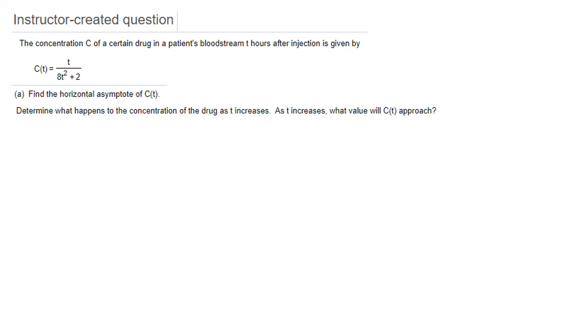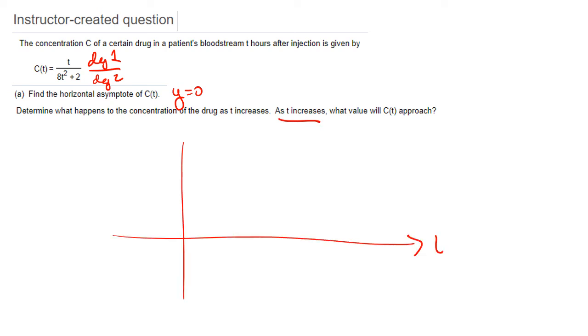All right, now we've got a function. We have a concentration of a certain drug in a patient's bloodstream. Find the horizontal asymptote. So this is actually quite fast. So this is a degree 1 numerator and a degree 2 denominator. So the only horizontal asymptote is given by y equals 0, which means as t is increasing, c of t is approaching 0.